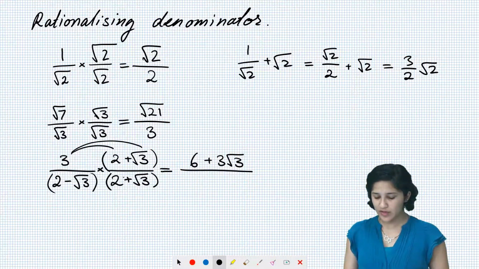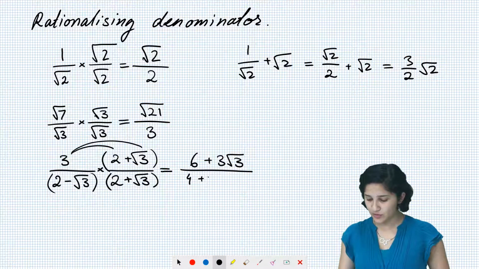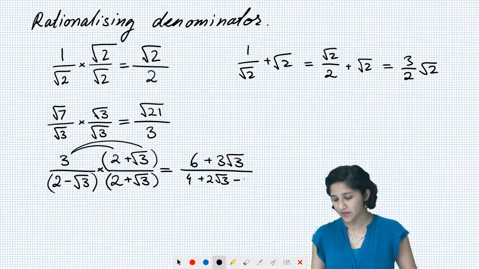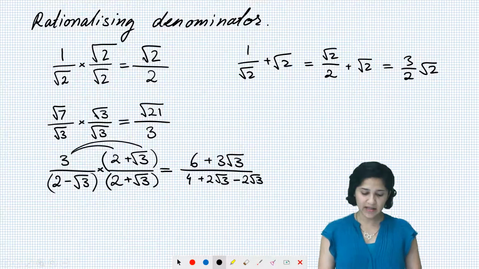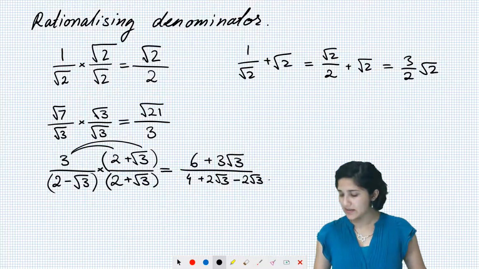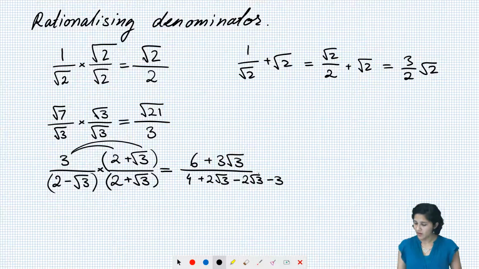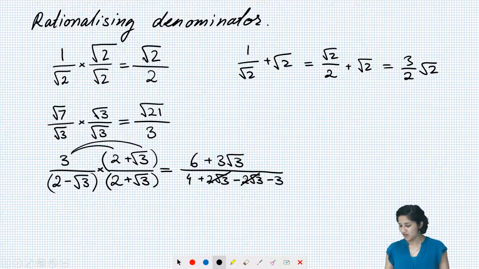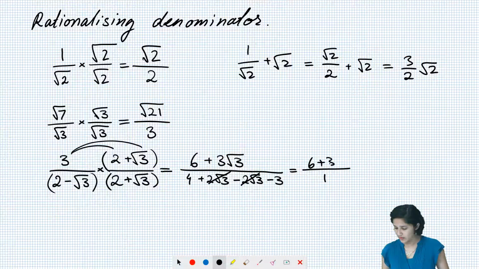So we start with 2 times 2 is 4. 2 times root 3 is 2 root 3. Negative root 3 times 2 is minus 2 root 3. And negative root 3 times positive root 3 is negative 3. So we see that these two middle terms cancel, and that's the irrational part. So I end up with just 4 minus 3 on the bottom, which is just 1, and 6 plus 3 root 3 on the top.